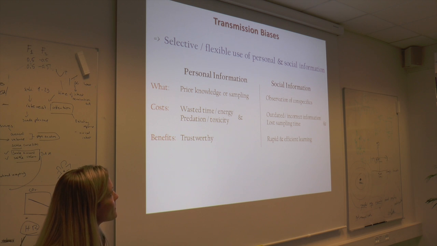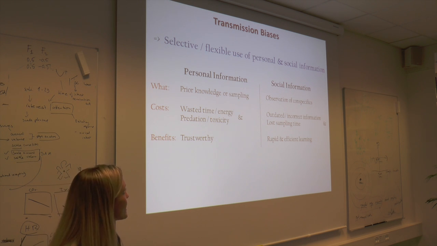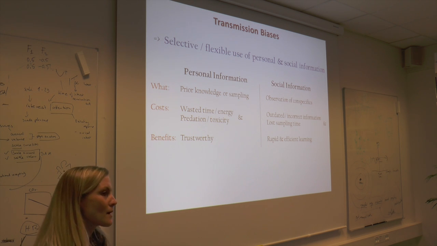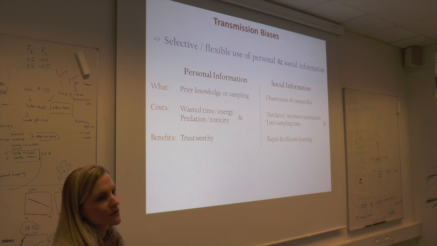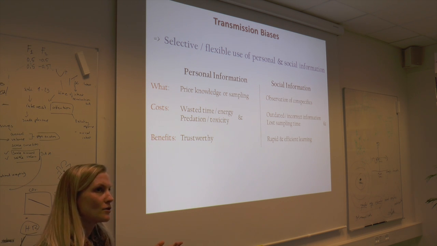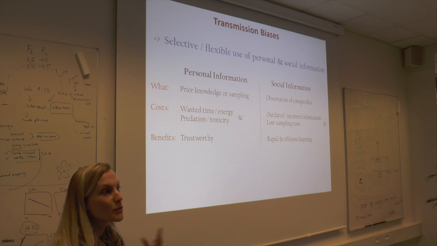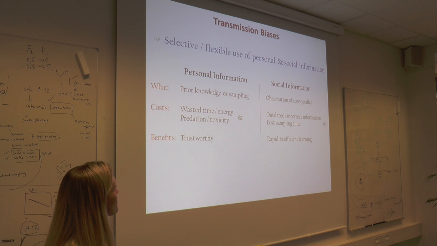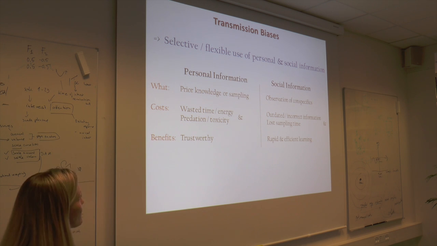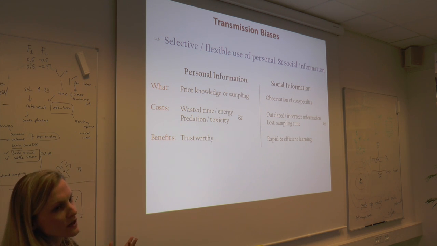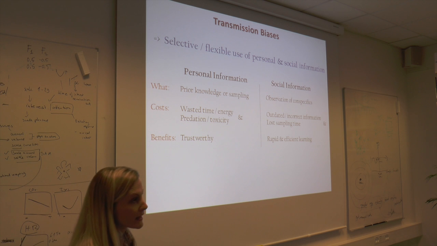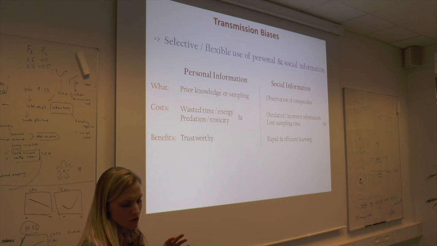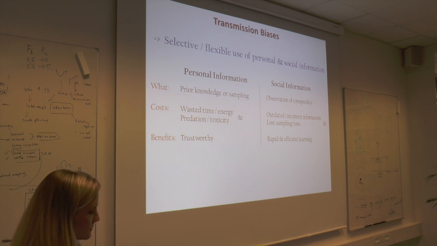In contrast, social information, that's the observation of conspecifics. You can pick up outdated or unreliable information by observing conspecifics. And when you're doing that, you're losing sampling times. There's an opportunity cost. If you're observing someone else, you're not foraging. So that's a cost, but the benefit is that it really allows you to learn efficiently and very rapidly. So you need to balance those two sort of costs and benefits.